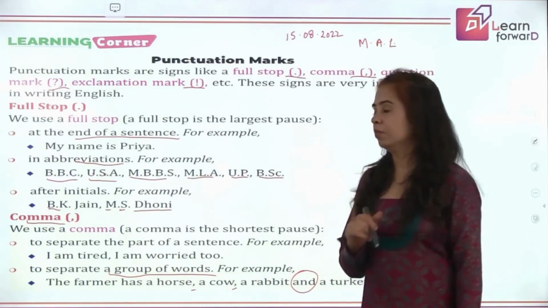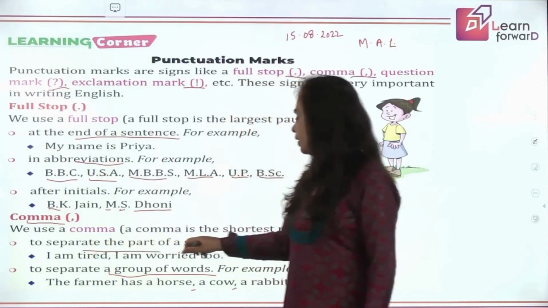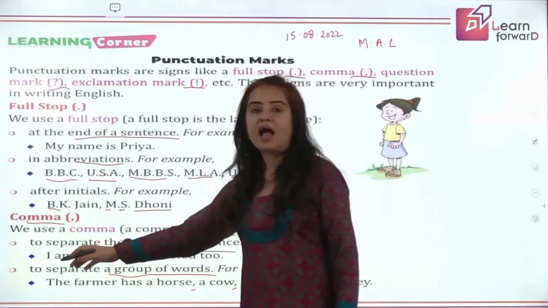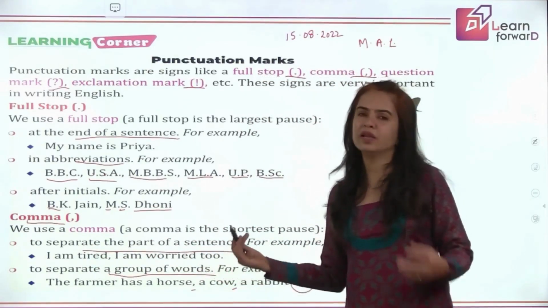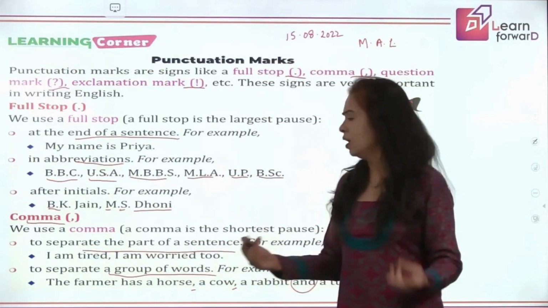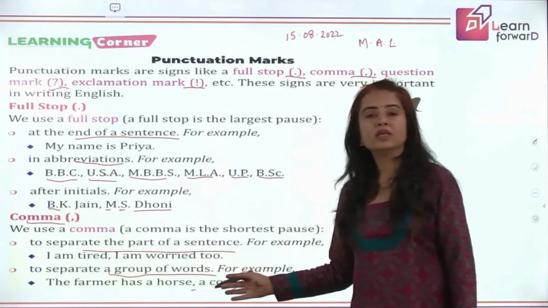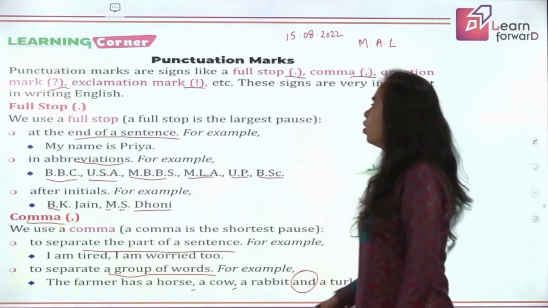Fine? Remember this. Then one more use of comma is to separate the part of sentence. So when we are talking about different things, I am tired, I am worried too. So this is also like two things together happening. I am tired is one part of the sentence. I am worried too is another part. So we are separating them using a comma.